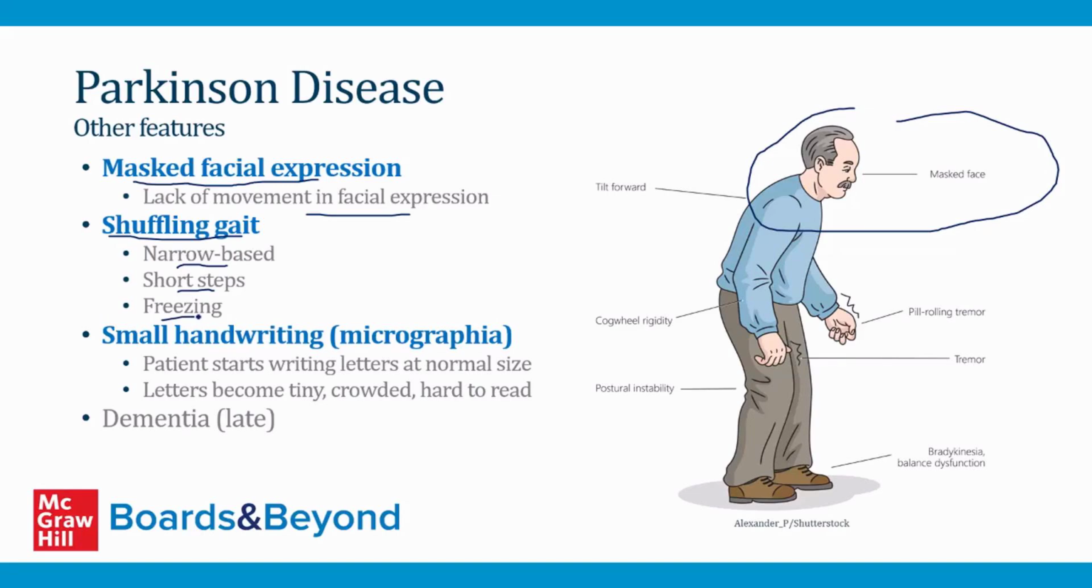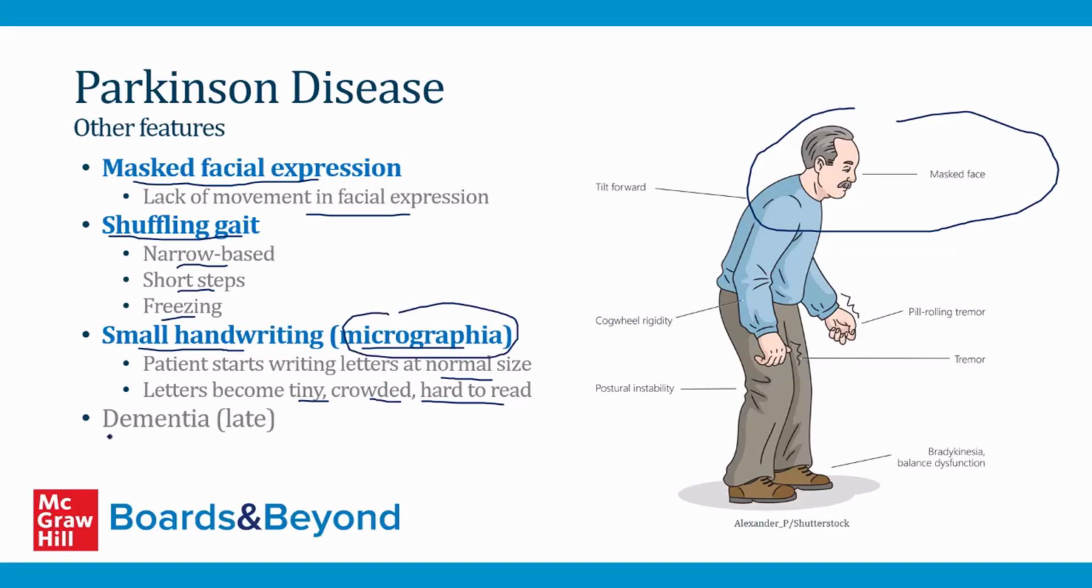Because of Parkinson affecting the joints of the hands and wrists, these patients have small handwriting. This is called micrographia. So if you ask the patient to write their name, the classic finding in Parkinson's disease is that they will start writing letters at normal size, but as they write more letters, the letters will become tiny, crowded, and hard to read. This is called micrographia, classic feature of Parkinson's disease.